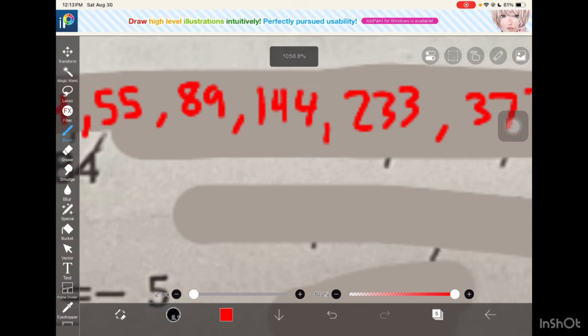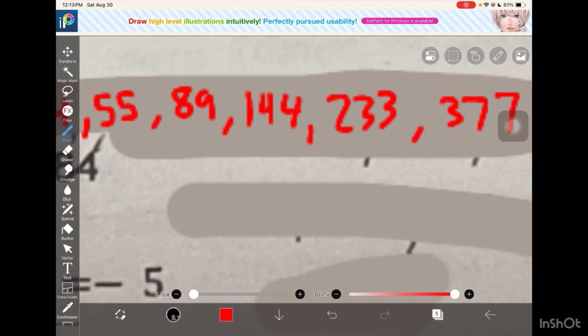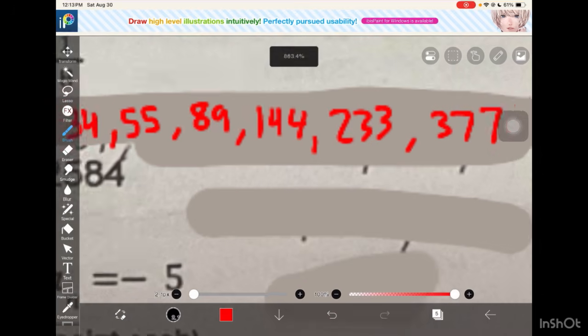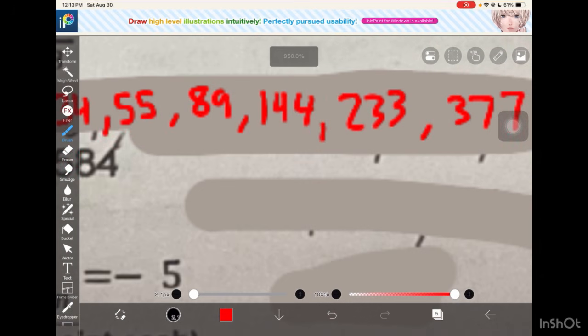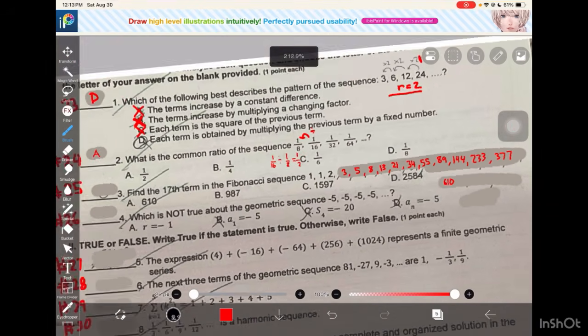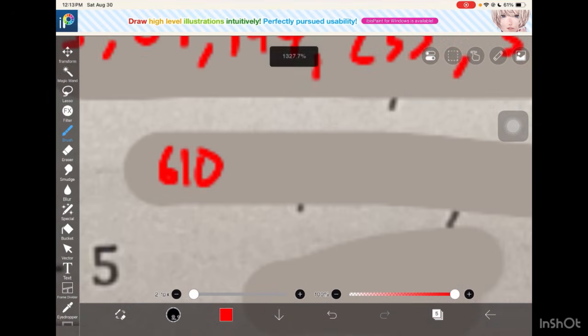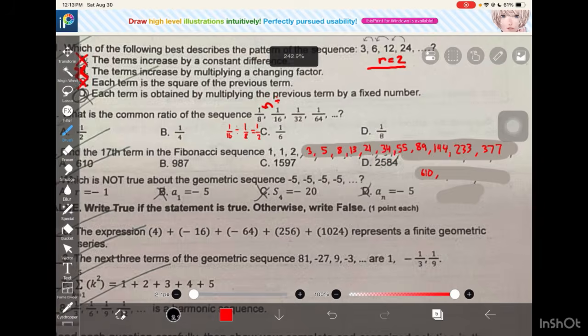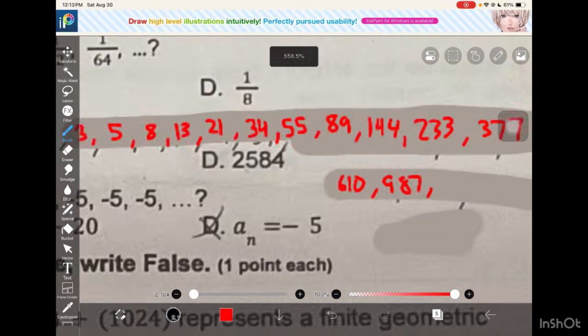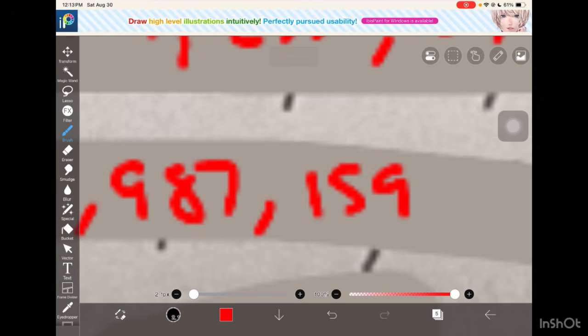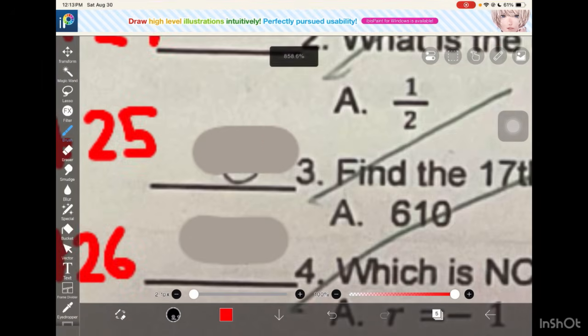Then the next one is 377 plus 233. Oh my gosh. What the heck, man? Hold on. Our calculator is malfunctioning, but this is 610. That makes our 1, 2, 3, 4, 5, 6, 7, 8, 9, 10... This is our 15th term. And our 16th term would be 987. And our 17th term as requested is going to be 1597. So the answer here is C.